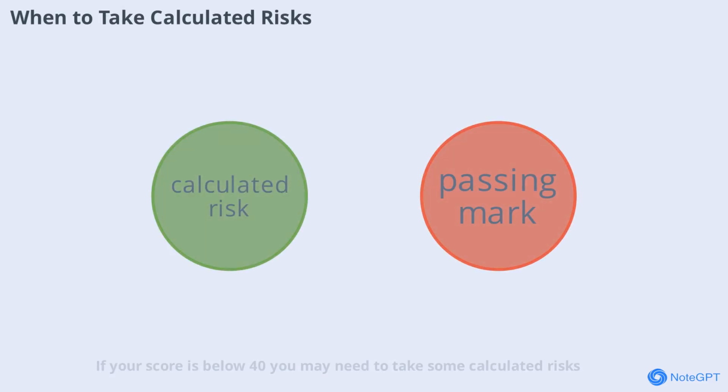If your score is below 40, you may need to take some calculated risks. For every correct answer, 4 incorrect answers are neutralized due to negative marking. This means you can afford to take a chance on a few questions to reach the passing mark. However, be strategic, only attempt questions where you have some idea rather than random guesses. This way, you increase your chances of passing without risking too many marks.